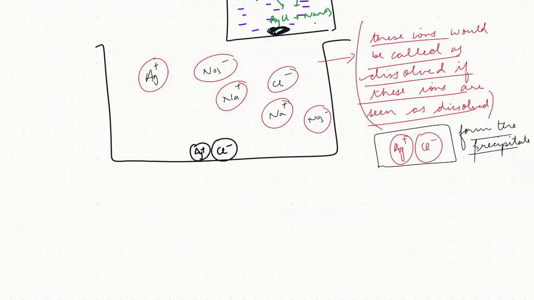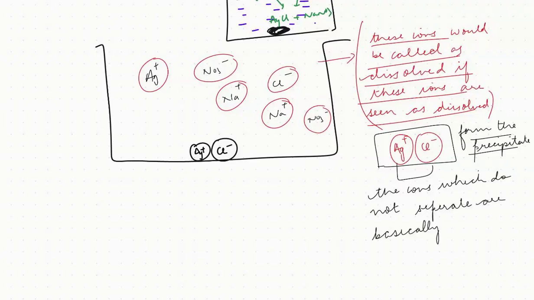So for ions which do not separate, the ions which do not separate are basically forming a precipitate, and that is represented by a downward arrow. Okay, so this is basically a precipitate.